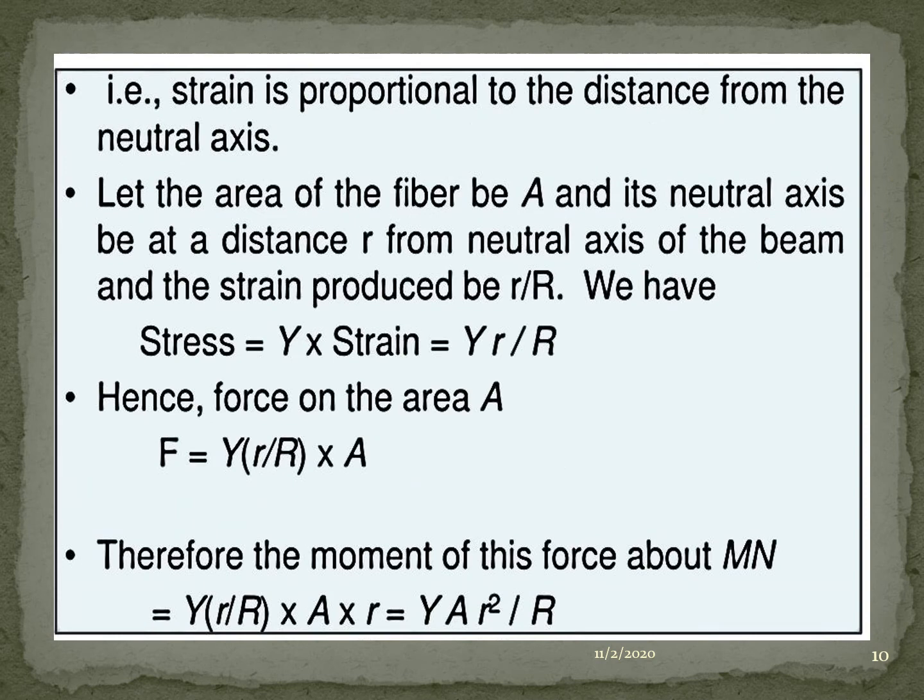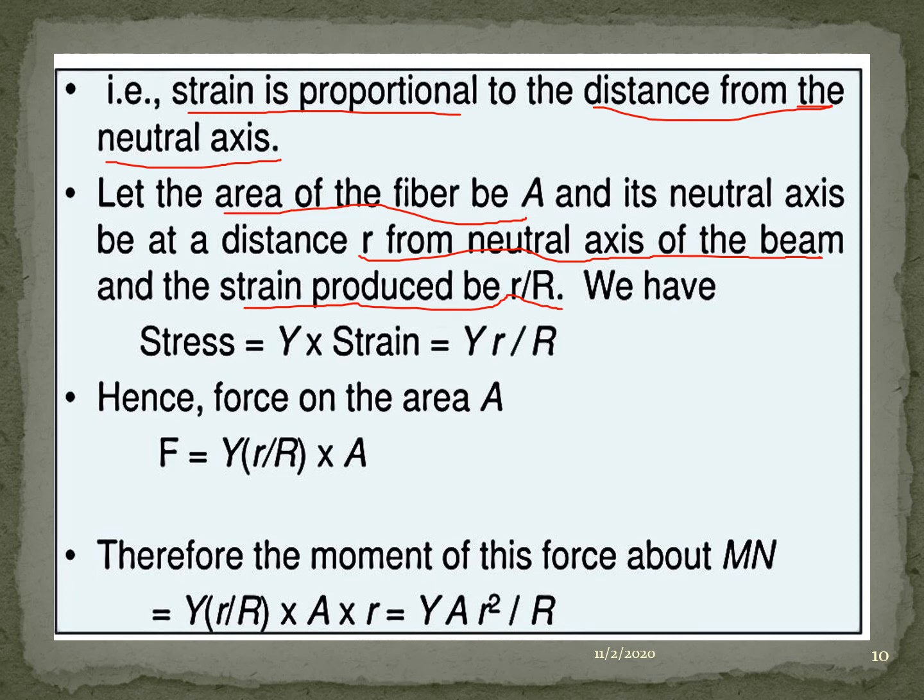Distance from the neutral axis. So, this is the idea we get from the previous expression. Now let A be the area of the fiber and r be the distance of the neutral axis from the filament. Then the strain produced will be equal to small r by capital R. Now, how will you find out the stress? We know that Young's modulus is equal to stress by strain. So, what is stress now? Stress will be equal to Young's modulus into strain. So, on substitution of this strain expression, we will get capital Y into small r by capital R.